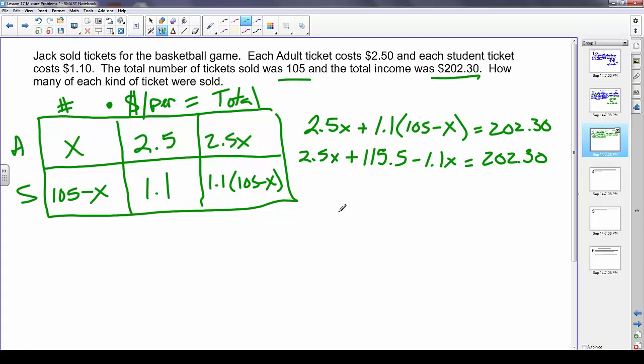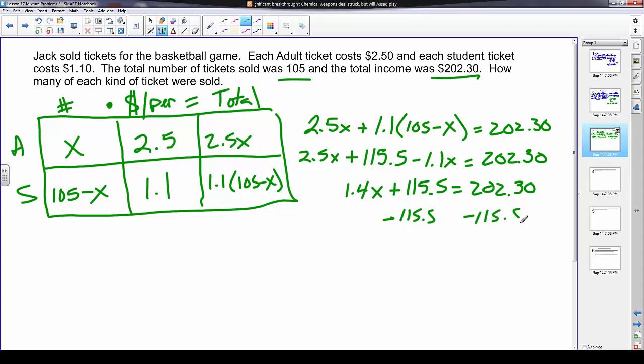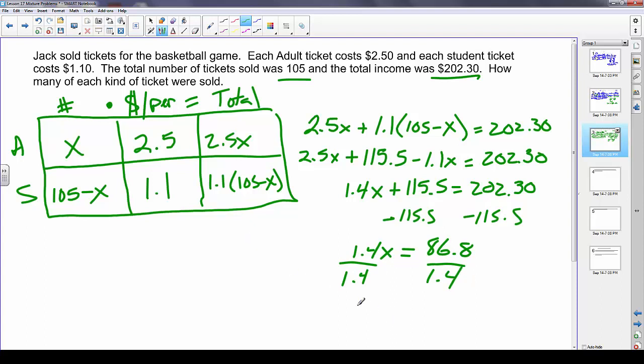I'm going to combine like terms. 2.5 minus 1.1 is 1.4x plus 115.5 equals 202.30. Now I'm going to subtract 115.5 from both sides. Get 1.4x is equal to 86.8. Divide both sides by 1.4. And I'll end up with x equaling 62.